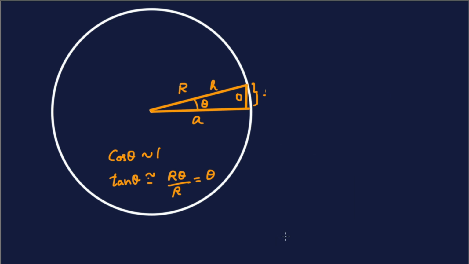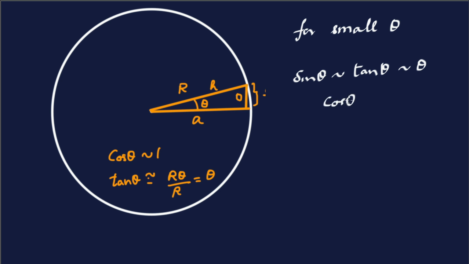So in summary, keep this in mind. As long as you measure theta in radians for small theta, sine theta is approximately tan theta, which is approximately theta in radians, and cos theta is approximately 1. Now these relations we keep using again and again in physics. So let's go back to our previous problem.